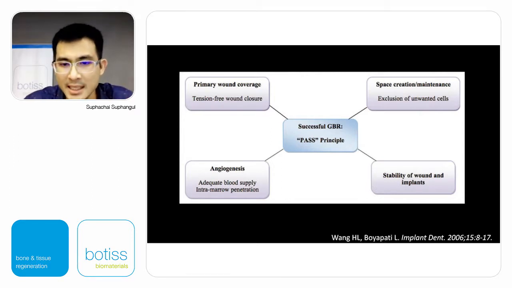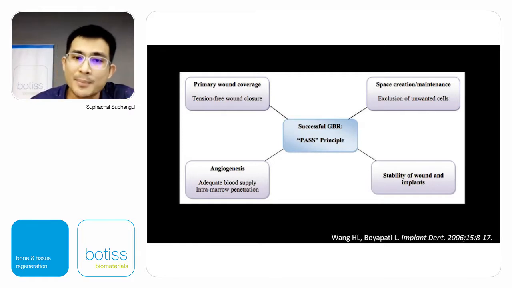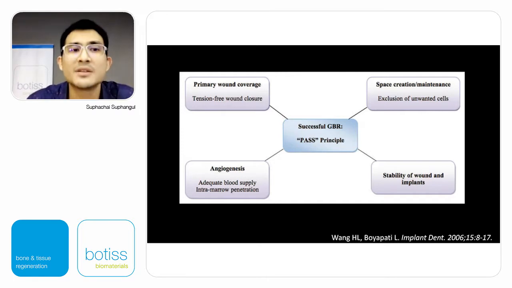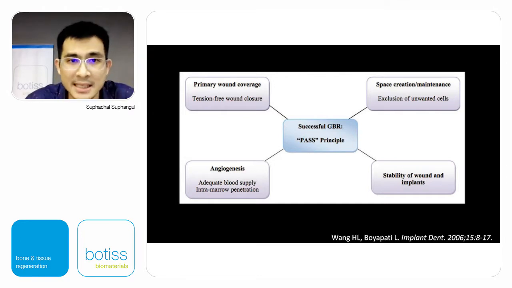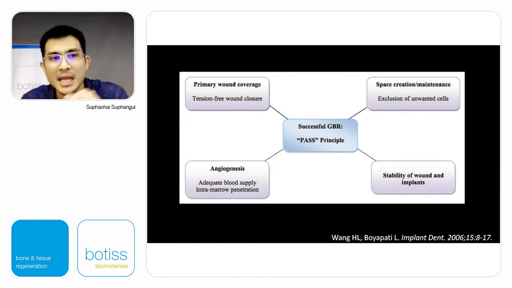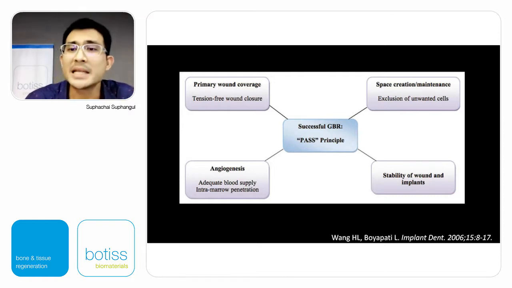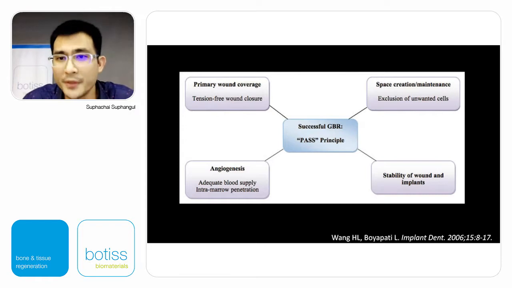For the surgical technique, by Hom-Lay Wang in 2006, they described the successful GBR as the PASS principle. First, before the GBR technique, we have to get primary wound closure, tension free. In almost all cases, we can do that successfully with a buccal advancement flap by periosteum releasing. That is very crucial for every GBR procedure. We have to do the tension-free periosteum releasing.